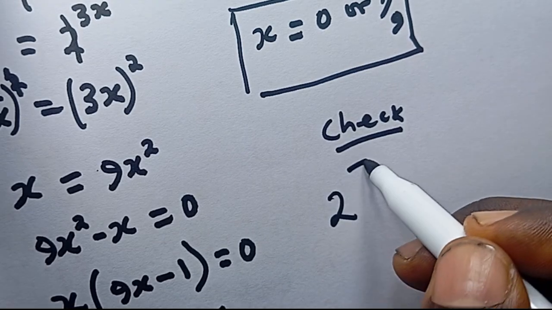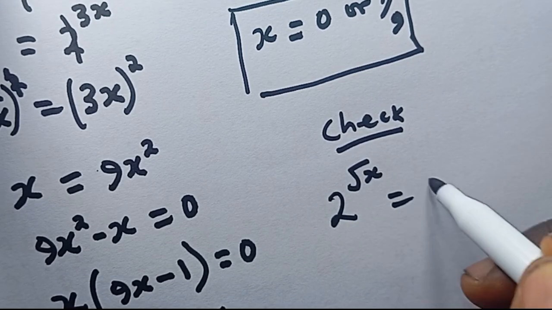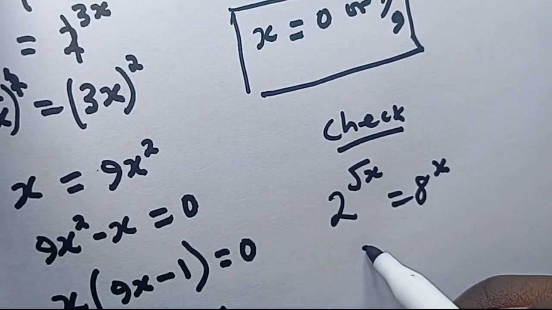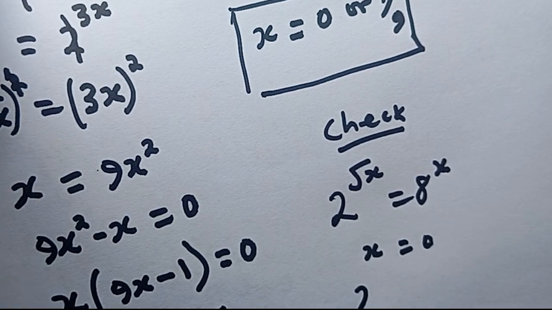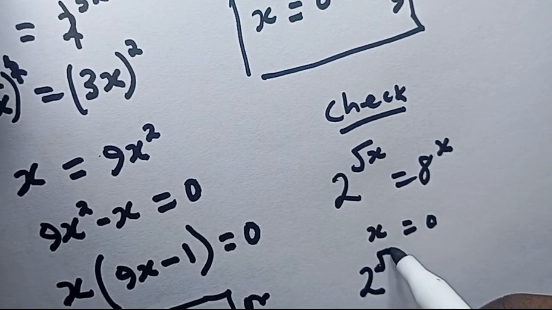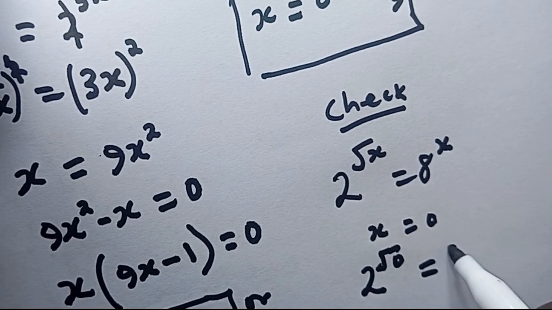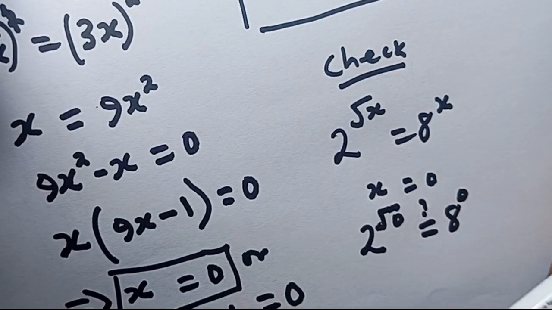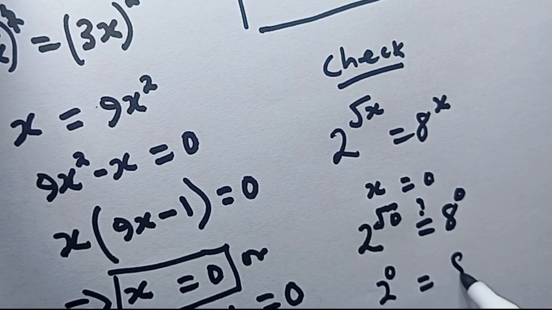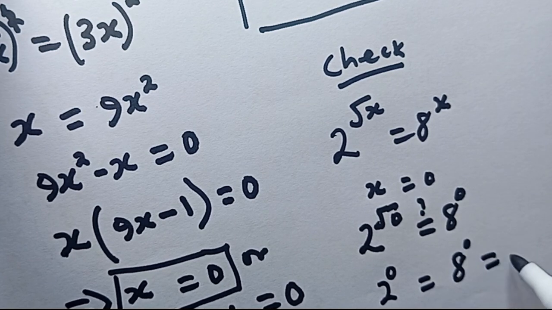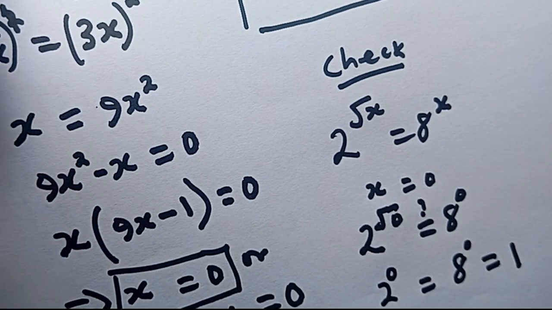So we just solve 2 power root x is equal to 8 power x. So for x equal to 0, I'm going to find out whether 2 power root 0 will be the same as 8 power 0. Okay, and obviously when you compute this, it will give us 2 power 0 is equal to 8 power 0, in which case both of them are equal to 1.